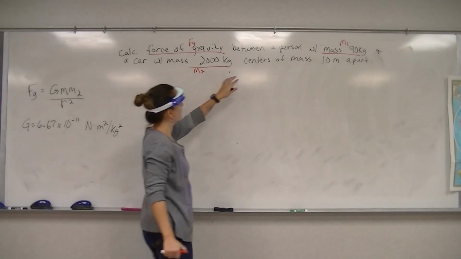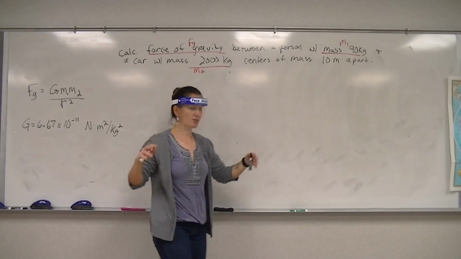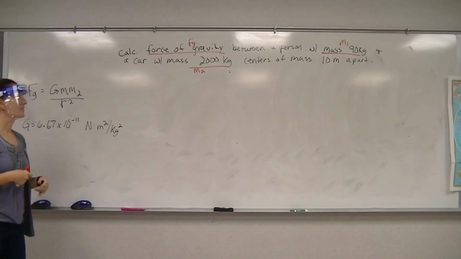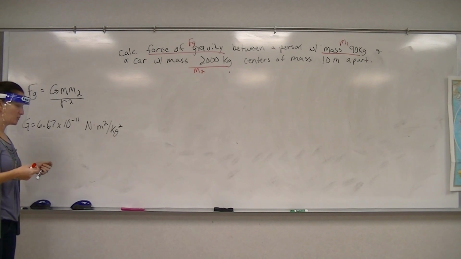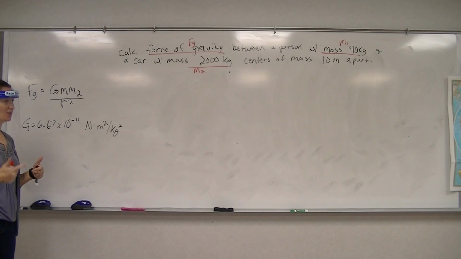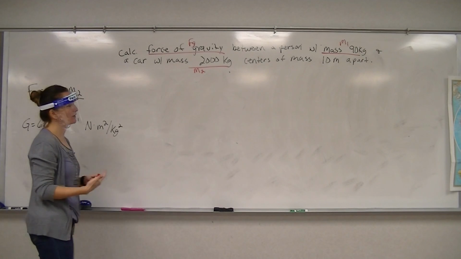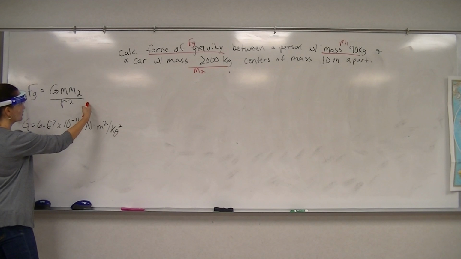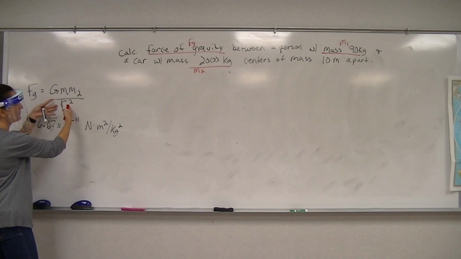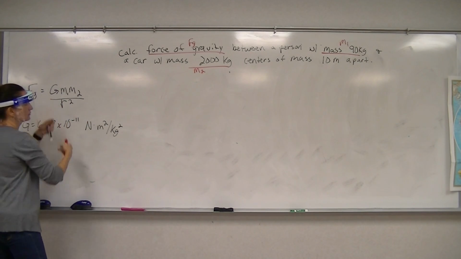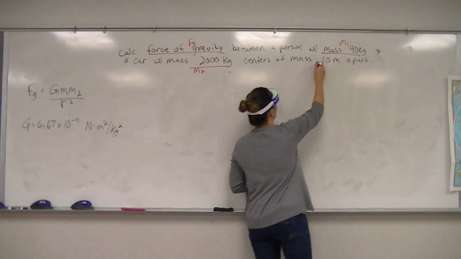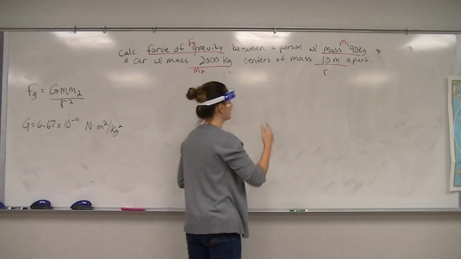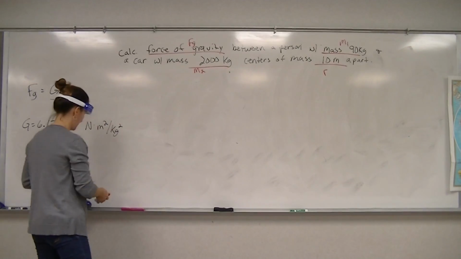Then it says their centers of mass, between that person and that car, are 10 meters apart. So that 10 meters, oftentimes when we see meters, we think distance, because that's how we started. That's the variable we started with when we did all of our velocity equations. But in this case, since it's the gravitational force equation, that value, that 10 meters, is R. Okay, so this is going to be my R value. Since it's meters, I know it's a distance and not a mass.